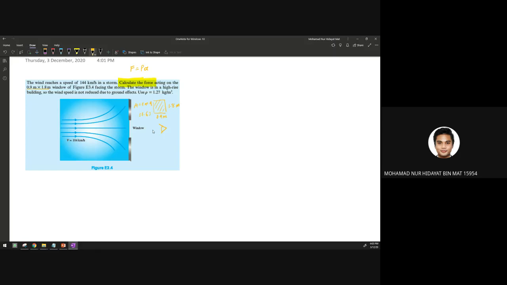So now you get the area already. Then you need to find the pressure. The pressure acting, which location? This location or this location? So definitely pressure acting in this location. Let's say this is point number 2 and this is point number 1. Alright? Point number 1 and point number 2. Given that this is the flow, we can apply the Bernoulli equation.